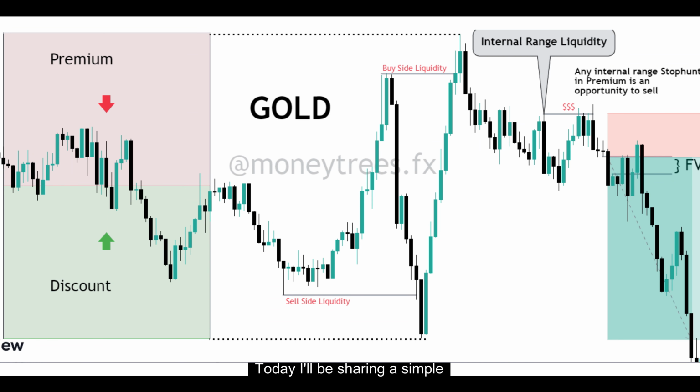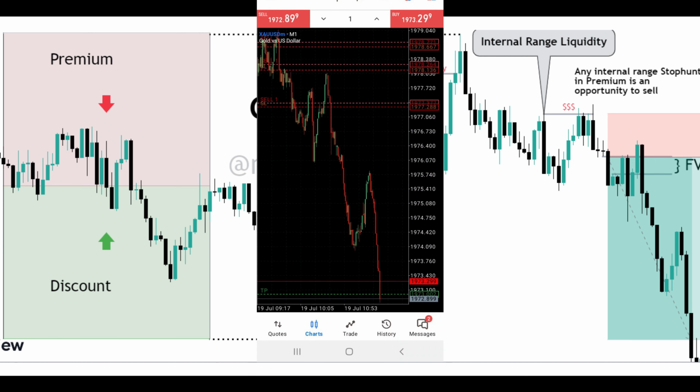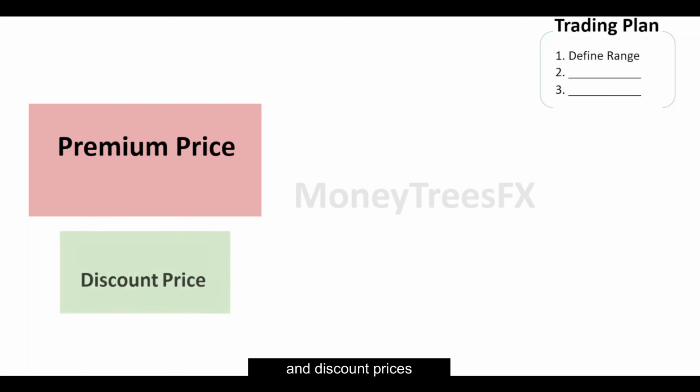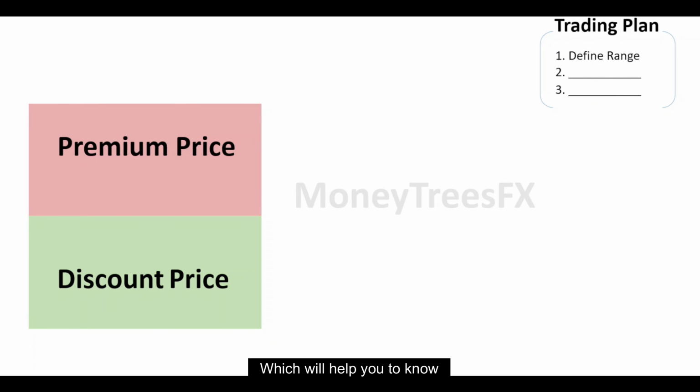Today I'll be sharing a simple and organized way to go about analyzing your watchlist or whatever market you are following. We will be utilizing our trading plan, so let's go. The first thing on the list is to define your trading range. The purpose of that is to be able to identify your premium and discount prices, which will help you to know which direction to anticipate.